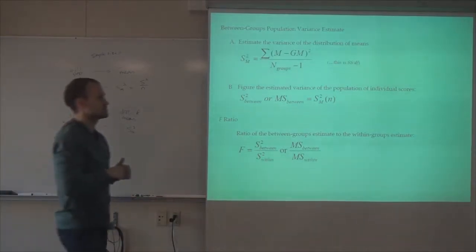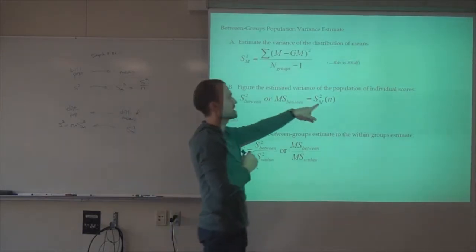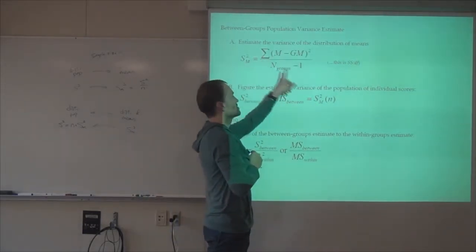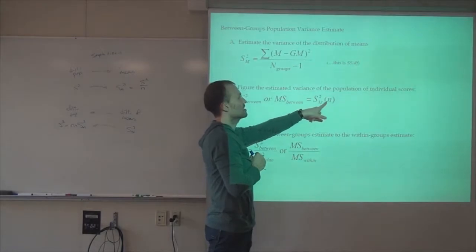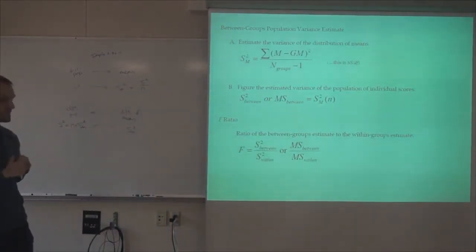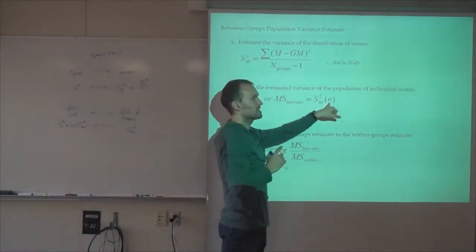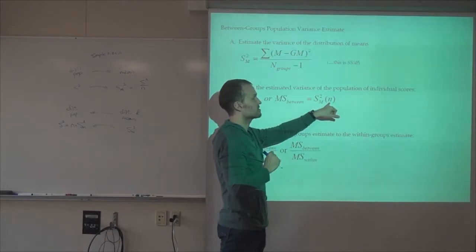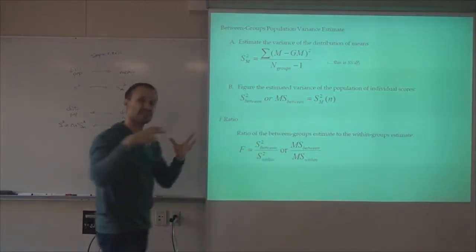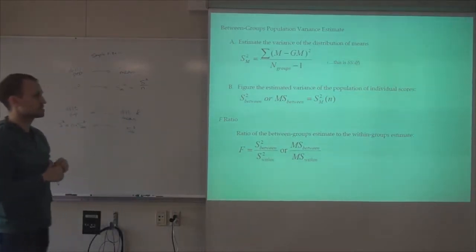And that is where this comes from. So this is now going to be my population variance estimate by looking at the between groups estimate. I take the variance of the means here and I multiply it by the sample size, my original sample size, which is, again, that's another reason why for now we're just looking at the sample sizes being the same, so that this formula just stays as simple as possible.